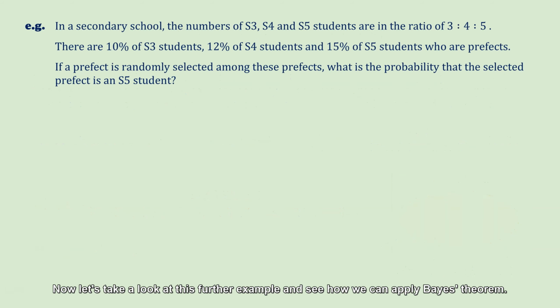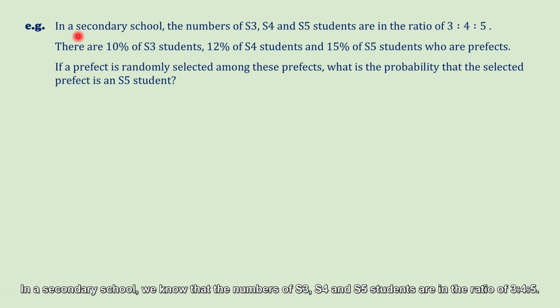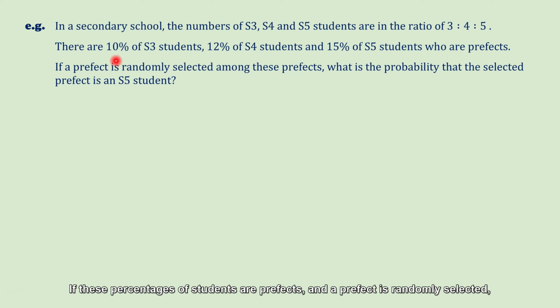Now let's take a look at this further example and see how we can apply Bayes' theorem. In a secondary school, we know that the numbers of S3, S4, and S5 students are in the ratio of 3 to 4 to 5. If these percentages of students are prefects, and a prefect is randomly selected, what is the probability that the selected prefect is an S5 student?